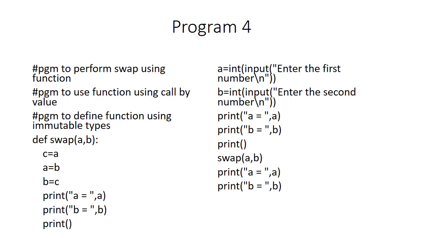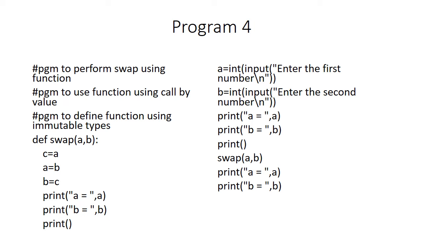Program number 4. This is an example program to perform swapping using a function. This is also an example program to use a function with call by value, and also an example to define a function using immutable types. Now the main program. In the main program, we have to enter the values of a and b, that means any two numbers. And we print the values of a and b. Later, we call the function called swap.